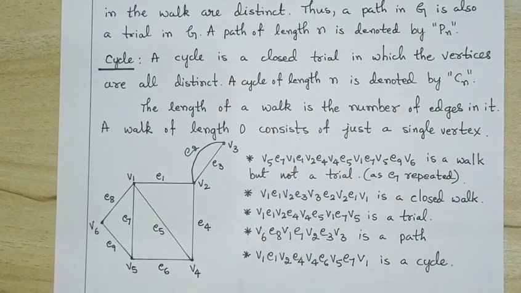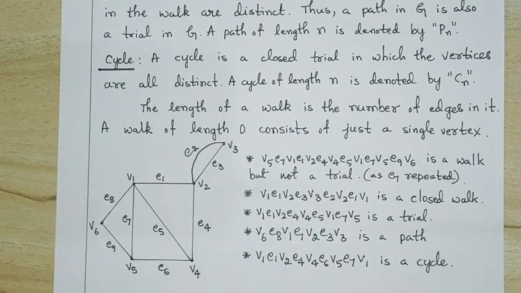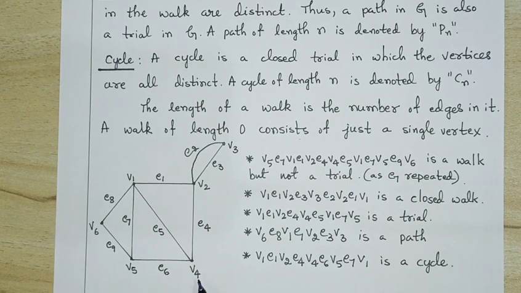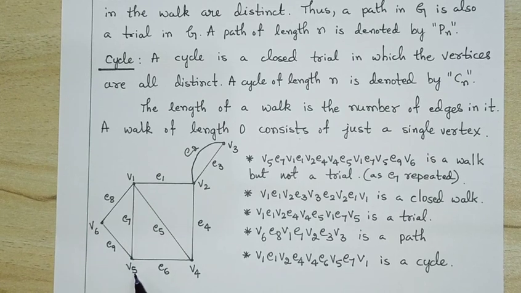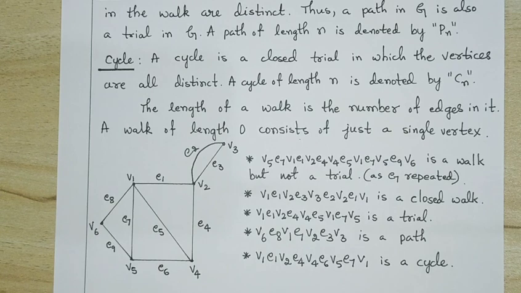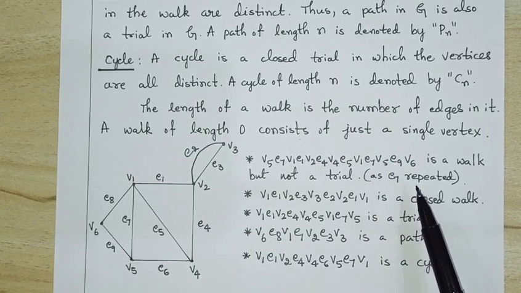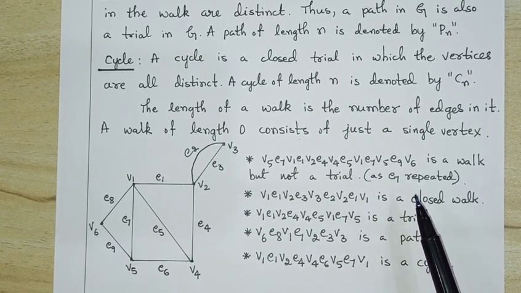So look at this example. So in this graph, let me consider V5 starting from here. V5, E7, V1, E1, V2, E4, V4, and E5, V1, and E7, V5, and E9, V6. So this is a walk. But remember, this is not a trail. The reason is E7 is repeating. Okay, so what do you mean by a trail? It is a walk where all the edges are distinct.